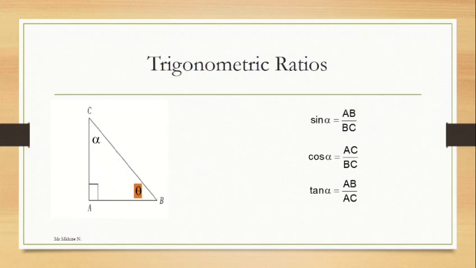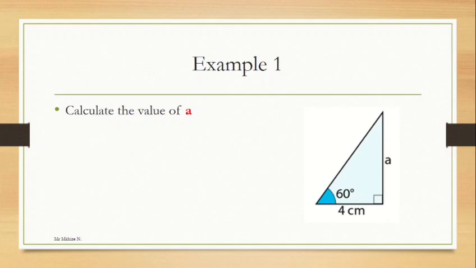Then in this particular diagram, you are changing the angle of focus. So now we are focusing on alpha. So this would be the opposite side, as you can see here, over the hypotenuse side, which is BC, and the rest can be found the same way. Now let us look at an example.